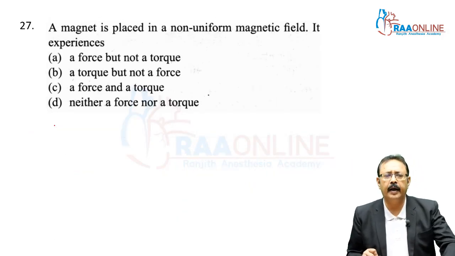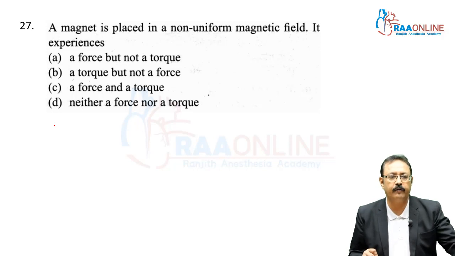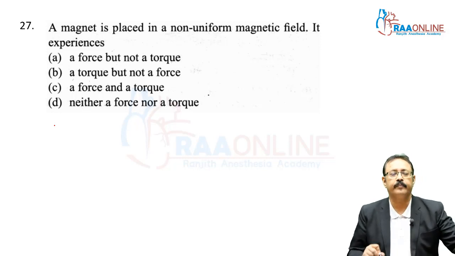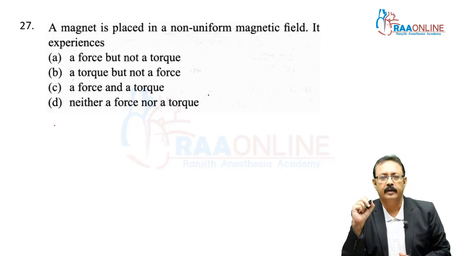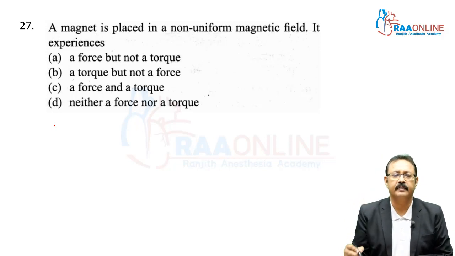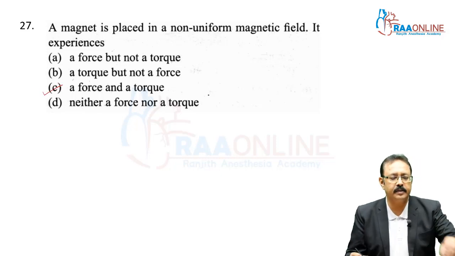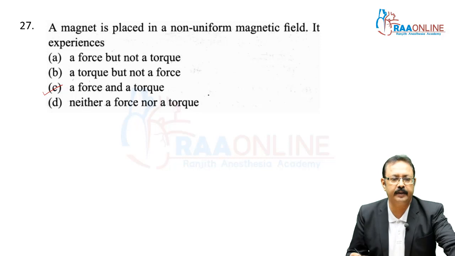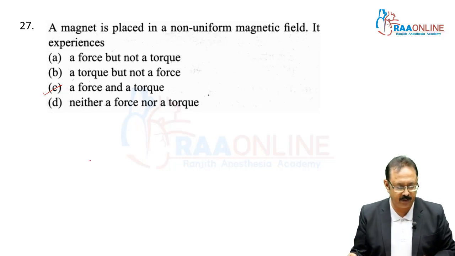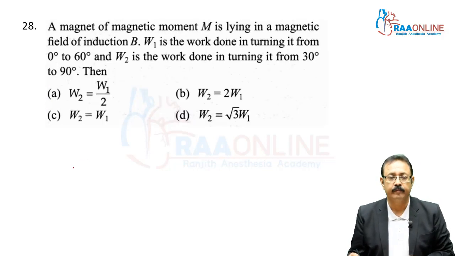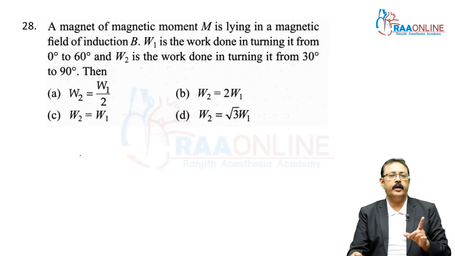Next, a magnet is placed in a non-uniform magnetic field. Note it, it is a non-uniform magnetic field. It means it will feel a force and a torque. In a uniform magnetic field, it will feel only torque. So we are going with option C.